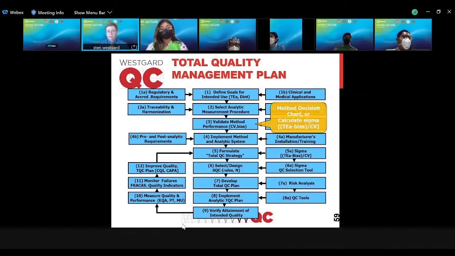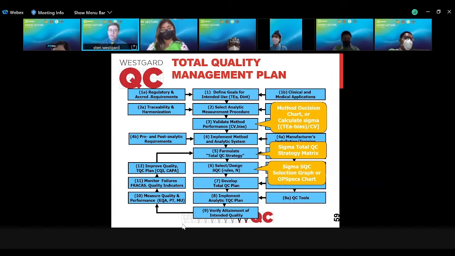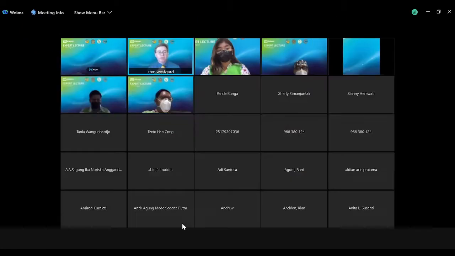The tools along the way will be the method decision chart, which you use in the validation, the Sigma Total QC strategy, the Sigma OpSpecs chart, and the selection and design of QC. And with that, I think we can bring an end to the lecture part and move on to any discussion that we want to have, any questions and answers. So I'm going to stop sharing.